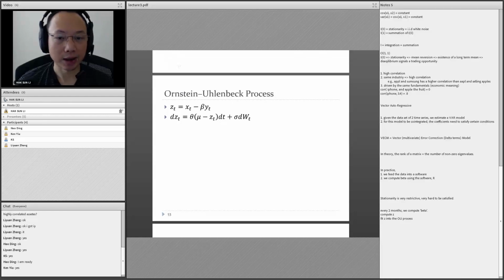So in this case, we can just forget about co-integration when we're doing trading. We only use co-integration to find the initial beta. So we need to start somewhere, right?